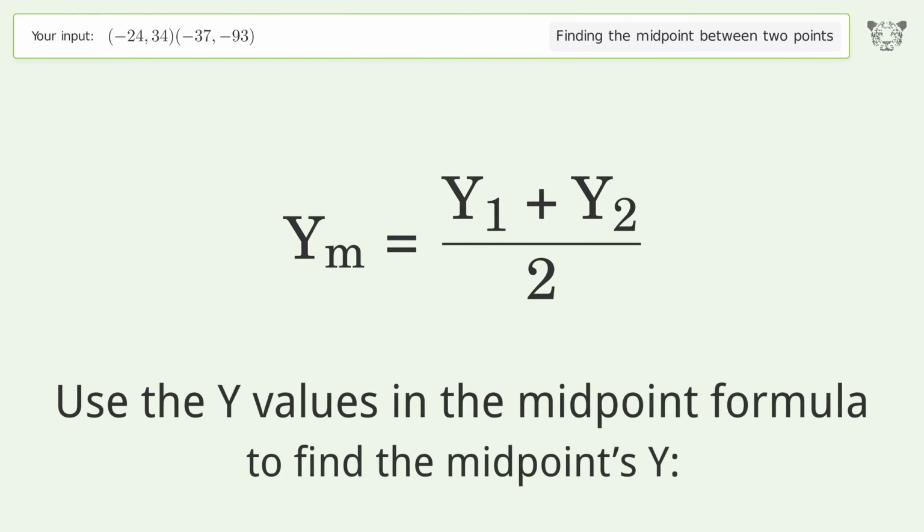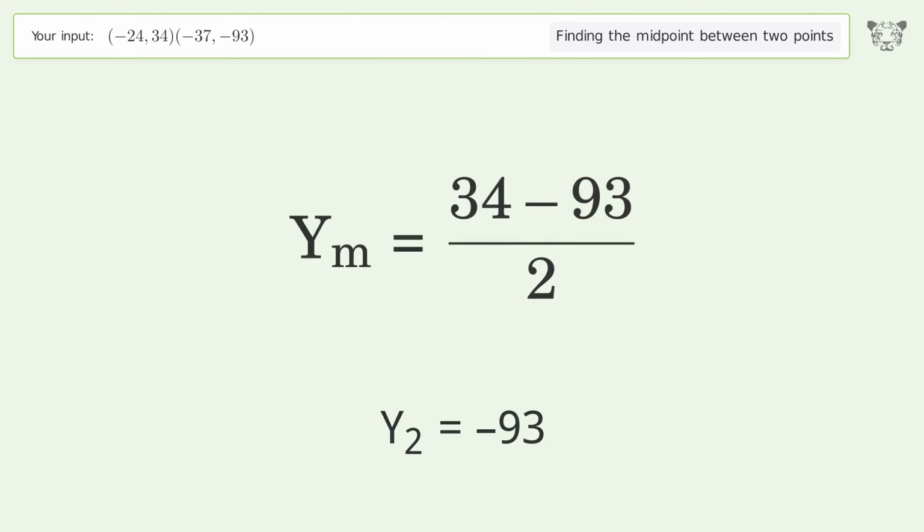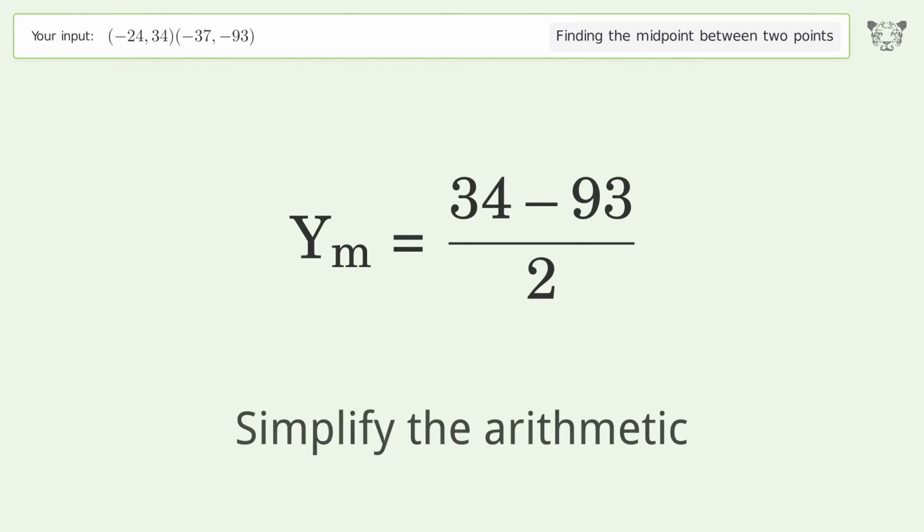Use the y values in the midpoint formula to find the midpoint's y. y1 equals 34. y2 equals -93. Simplify the arithmetic.